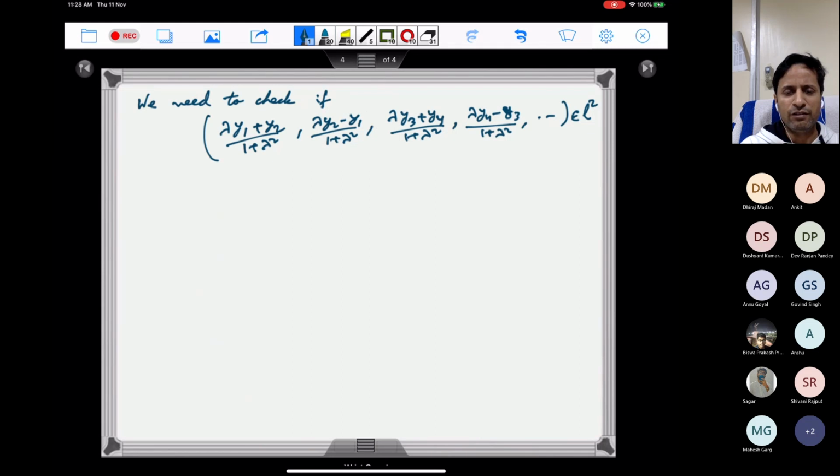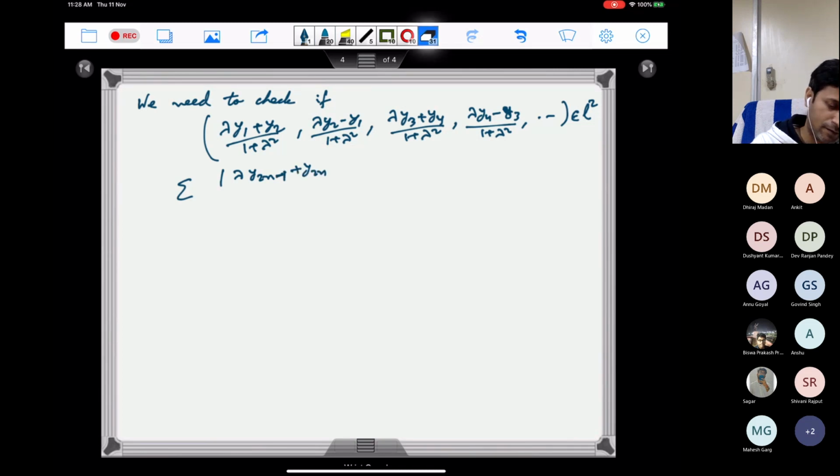For this, you have to square this and add. So basically, we need to find the summation of the mod of lambda y2n minus 1 plus y2n by mod 1 plus lambda square, plus lambda y2n minus y2n minus 1.